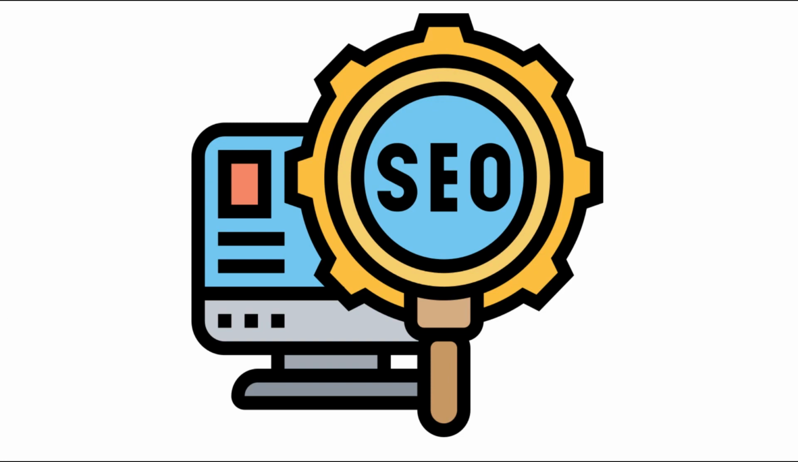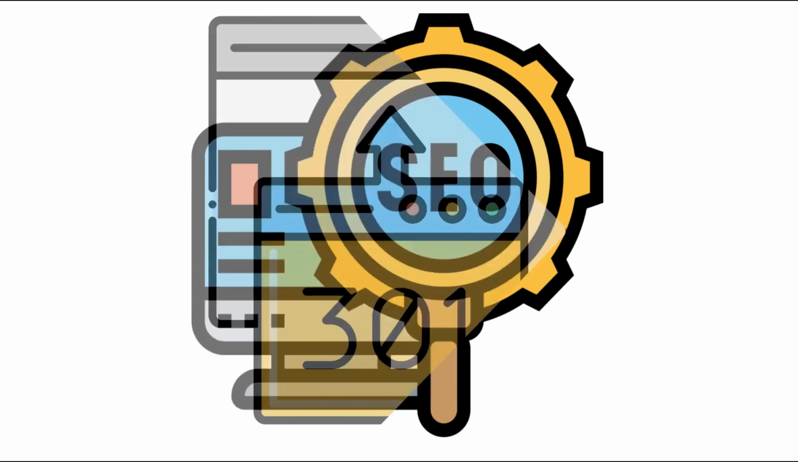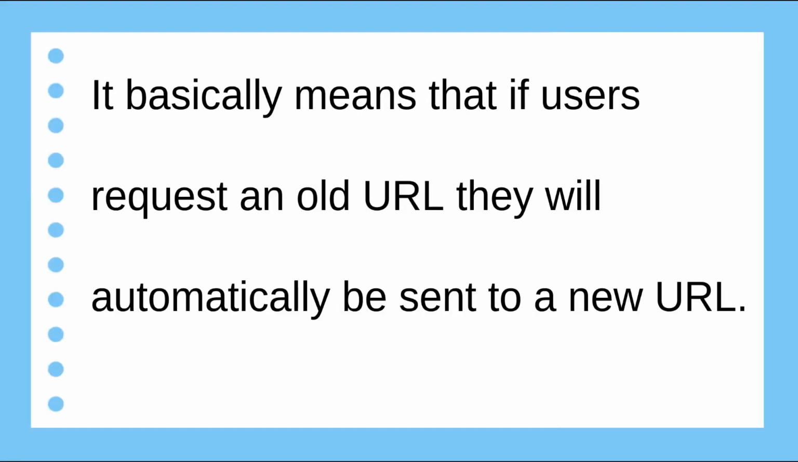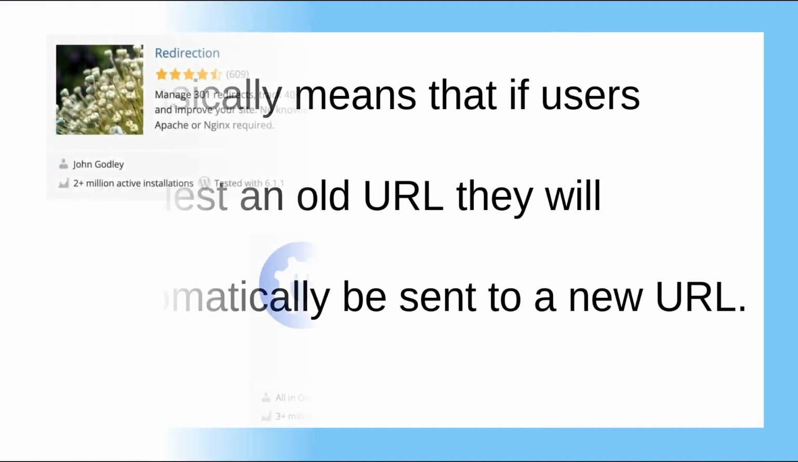Before we end off, there is one last consideration. If you are concerned about SEO, it is advised to set up 301 redirects. A 301 redirect indicates to search engines that a page has been moved permanently. It basically means that if users request an old URL, they will automatically be sent to a new URL.